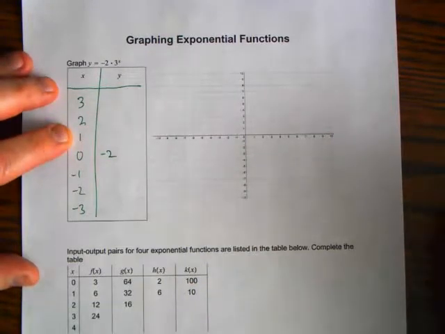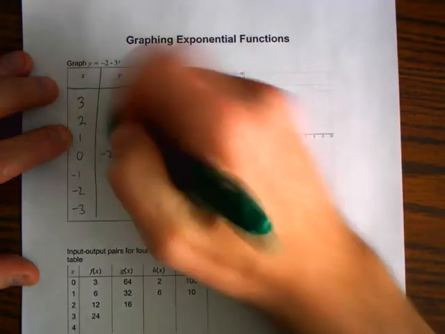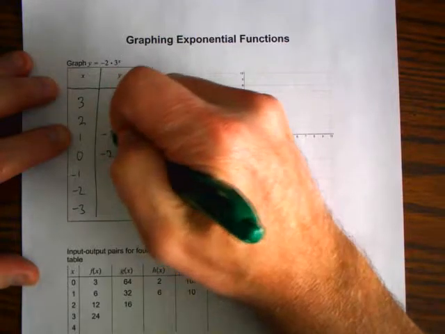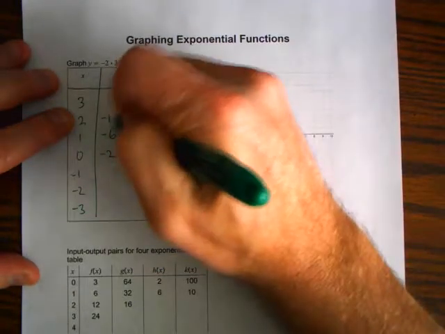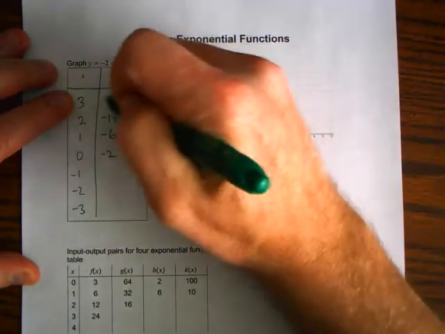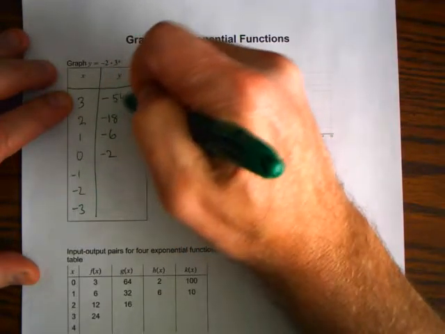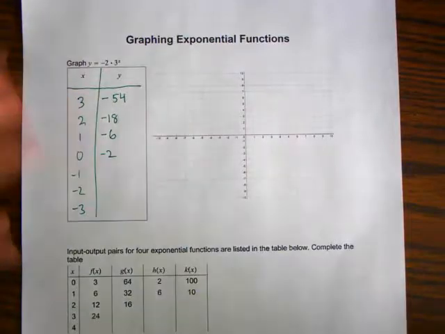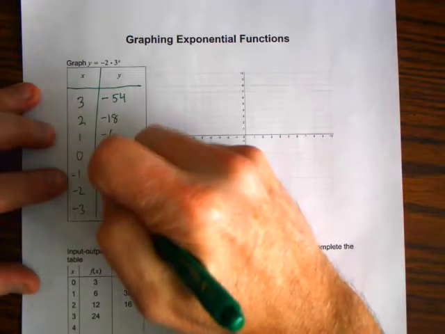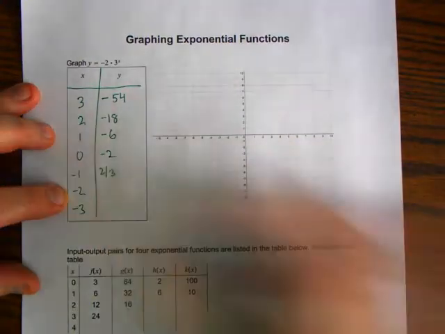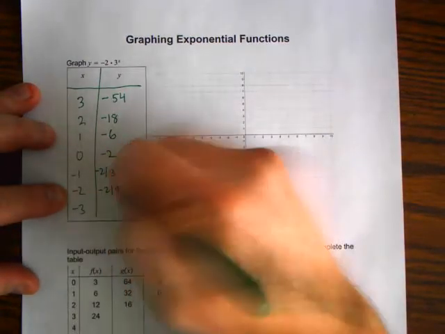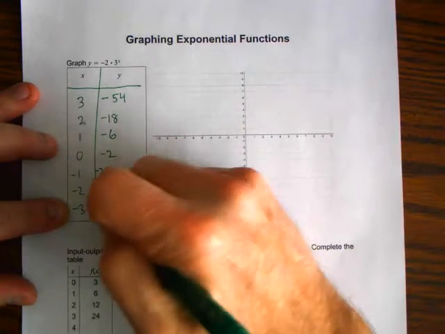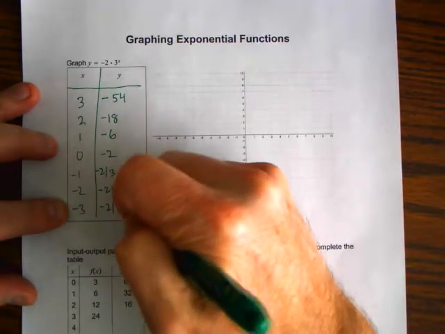When I plug in 1, I get 3 to the 1 times negative 2. That's negative 6. I plug in 2, I get negative 18. I plug in 3, I get negative 54. Plug in negative 1, I would get negative 2/3. Plug in negative 2, I would get negative 2/9. Plug in negative 3, I would get negative 2 over 27.